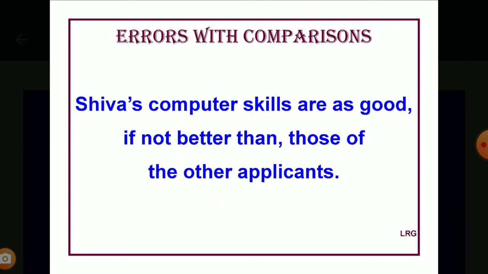Shiva's computer skills are as good, if not better than those of the other applicants. So once again, in this comparative degree, you have the complete pair of conjunctions, better and than. The pair of conjunctions is complete, but as good remains incomplete. You have to put the conjunction as there after good. It should be as good as. Only then is the pair of conjunctions complete. Now read the sentence. Shiva's computer skills are as good as, if not better than, those of the other applicants. Now you have provided the complete conjunctions for each degree of comparison.